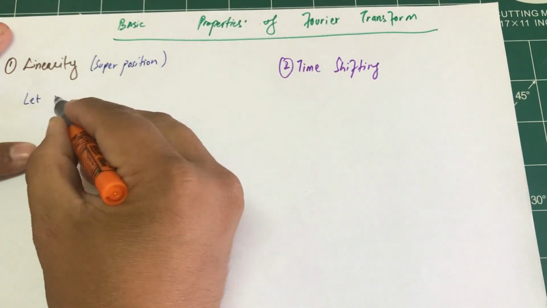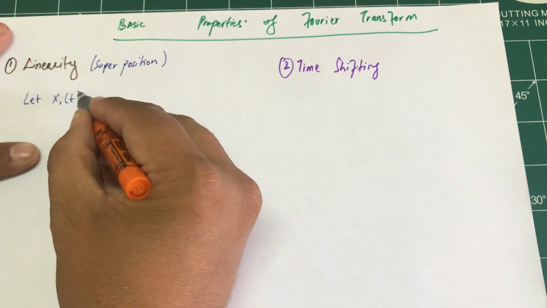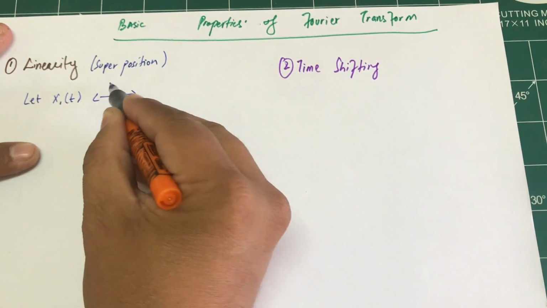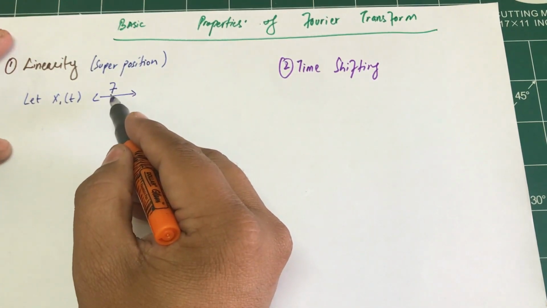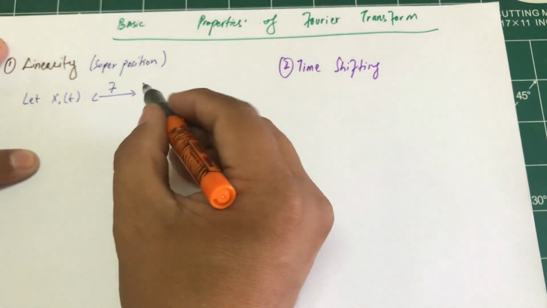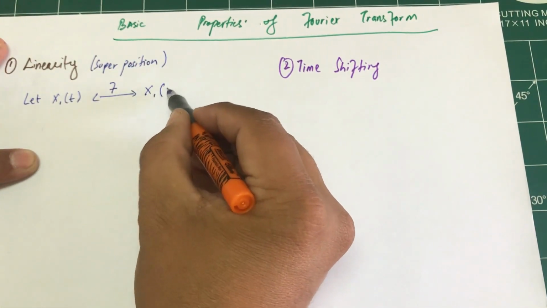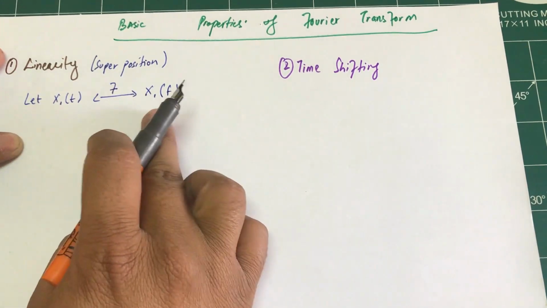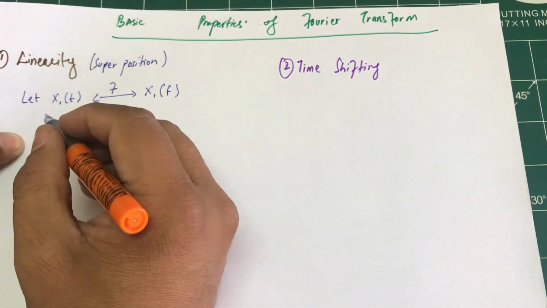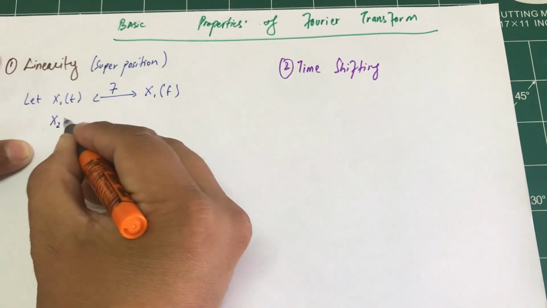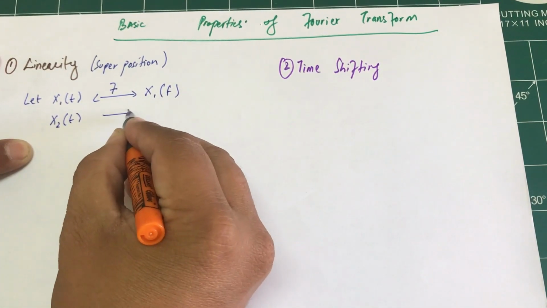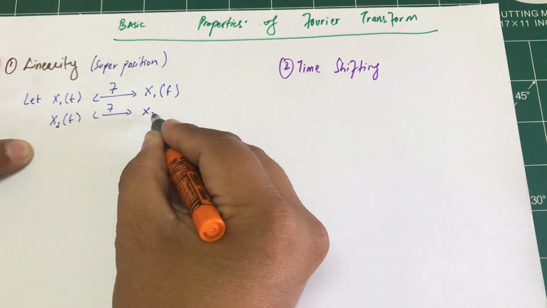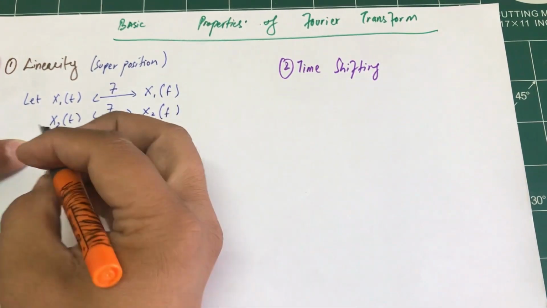Let x1 of t have a Fourier transform x1 of f. The reason I'm writing it crooked is just to show this is a Fourier transform of x1 of f. And I have another function x2 of t that has a Fourier transform of x2 of f.